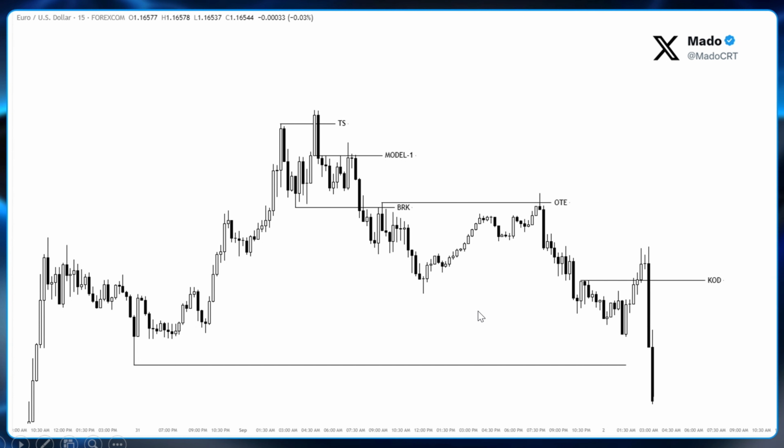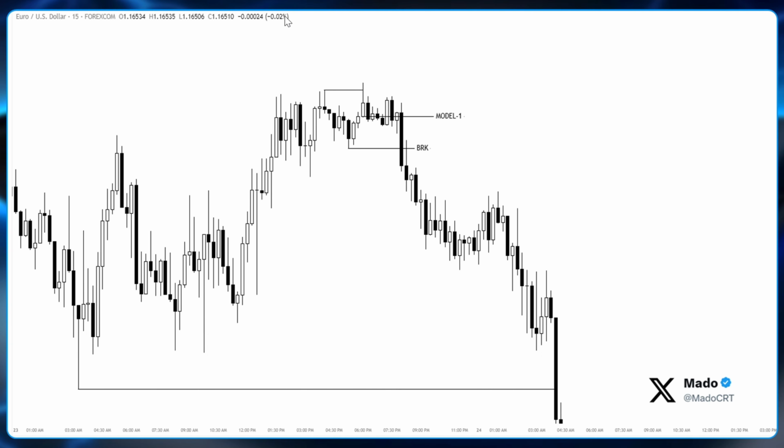Once you start recognizing these phases live, your confidence grows massively because you're no longer guessing where price might go, you're reading the story as it unfolds. All right, let's take a look at this example on Euro USD so you can see how the TSQ actually plays out in live price action.